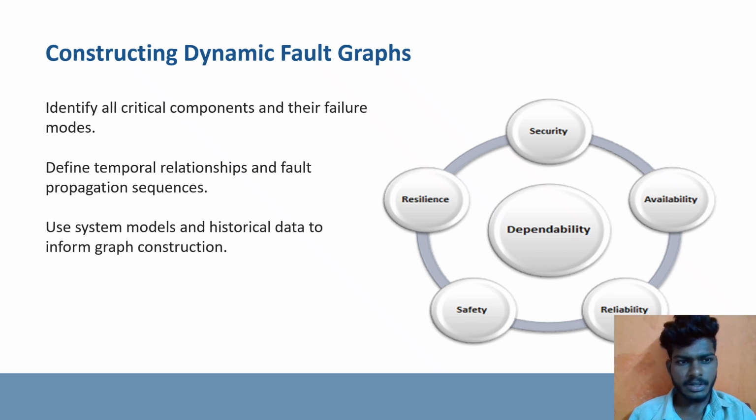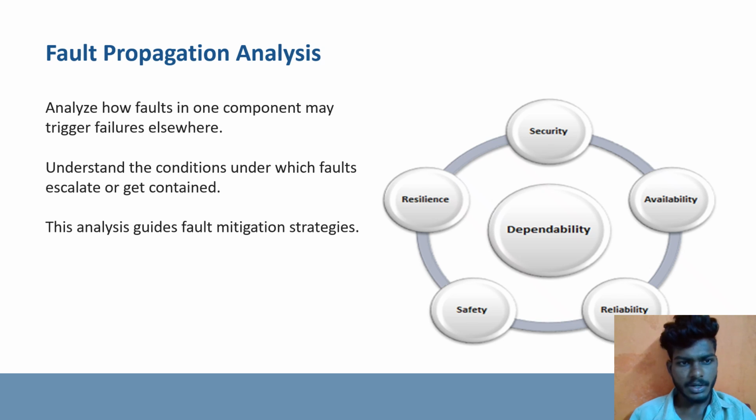Constructing dynamic fault graphs: identify all critical components and their failure modes, define temporal relationships and fault propagation sequences, and use system models and historical data to inform graph construction.